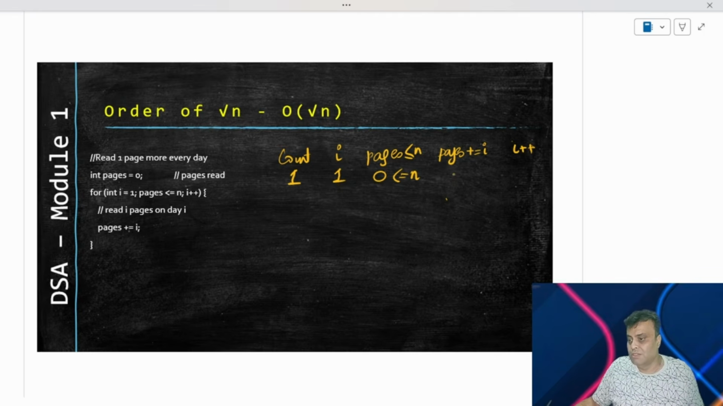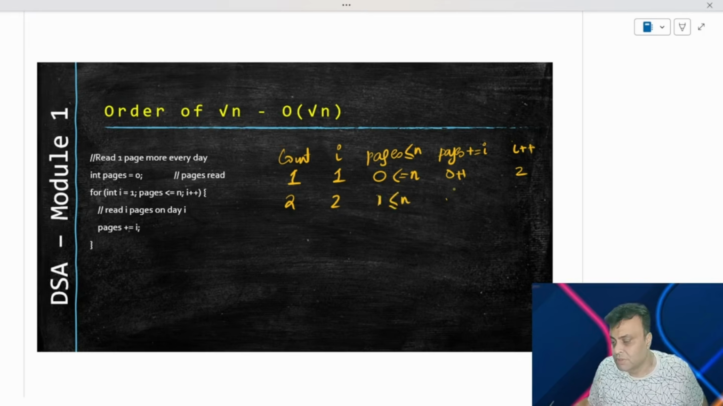I is what? 1. So 0 plus 1. What will I plus plus become? 2. Next time we run, I is 2, and our pages is actually 1. 1 is less than equal to n. That is true. So the pages now increments itself by I.